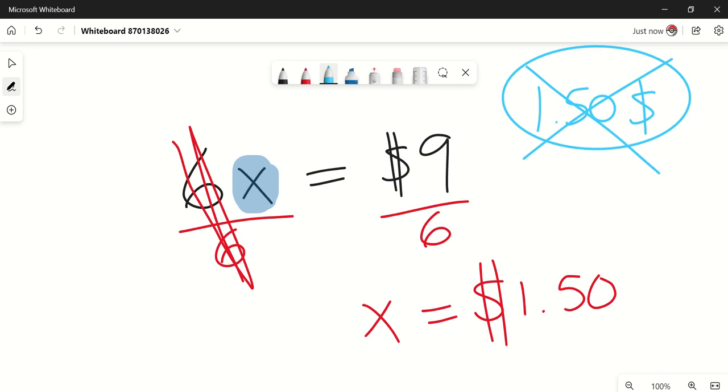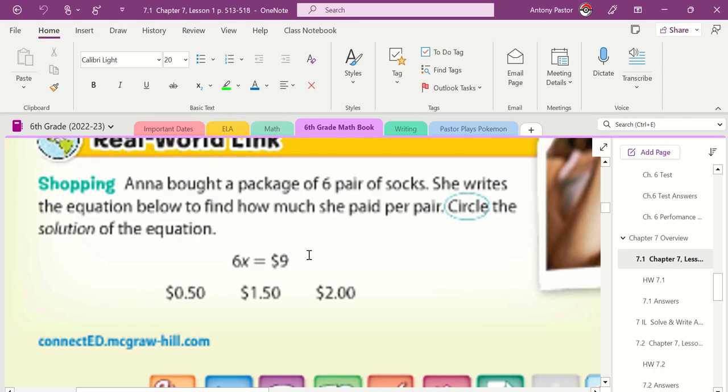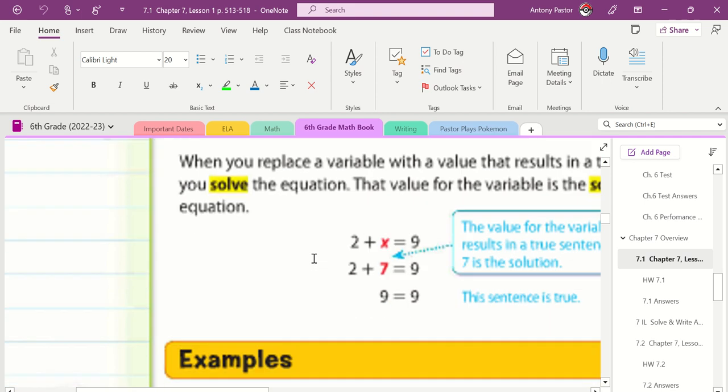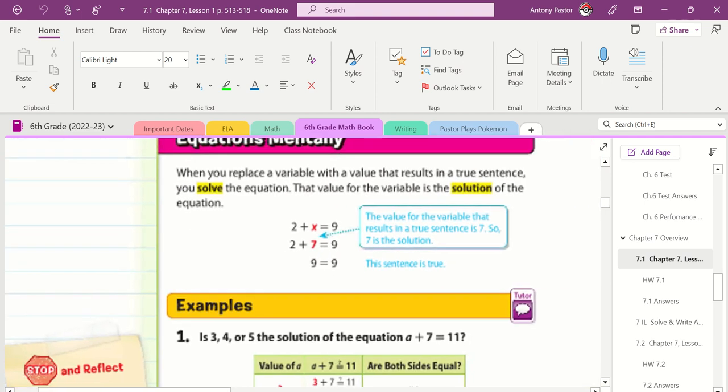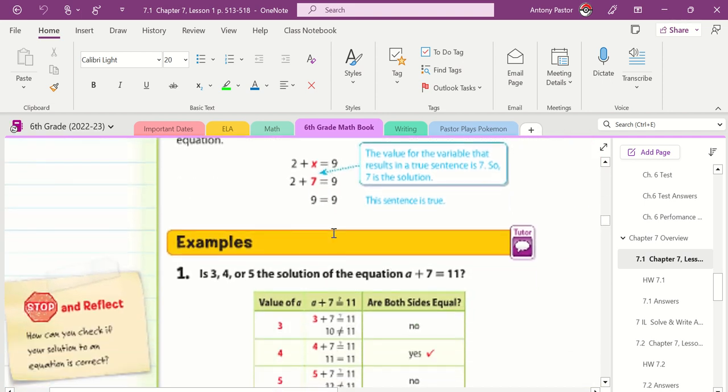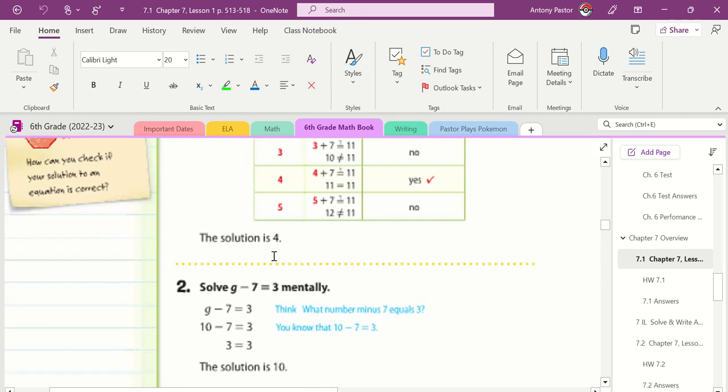Okay, so 1 pair of socks equals $1.50. Now you guys know how to solve algebraic expressions or equations. Sorry, I said expressions. Equations. I'm going to look through the rest of the lesson, see if there's anything else that needs to be taught that's super, super duper important. All of this is guess and check nonsense and then plugging it back in.